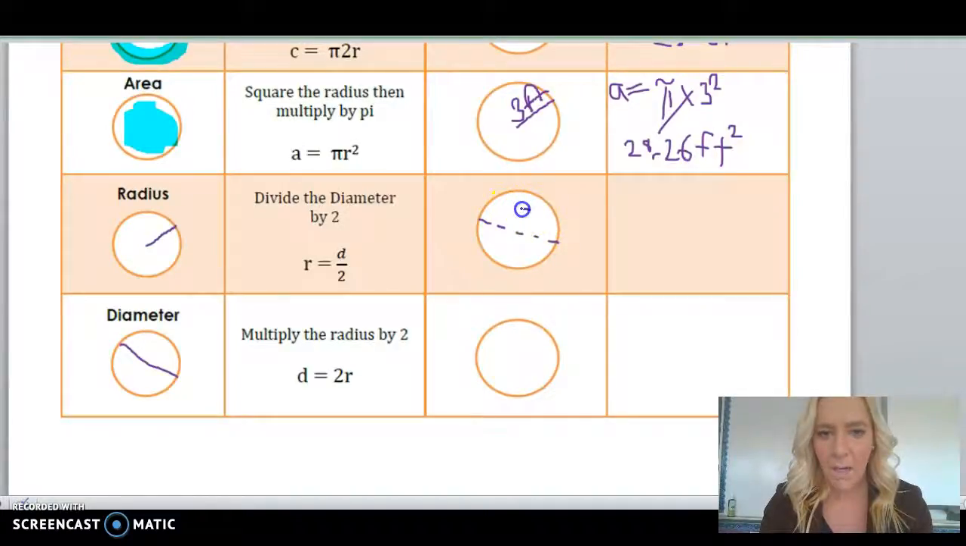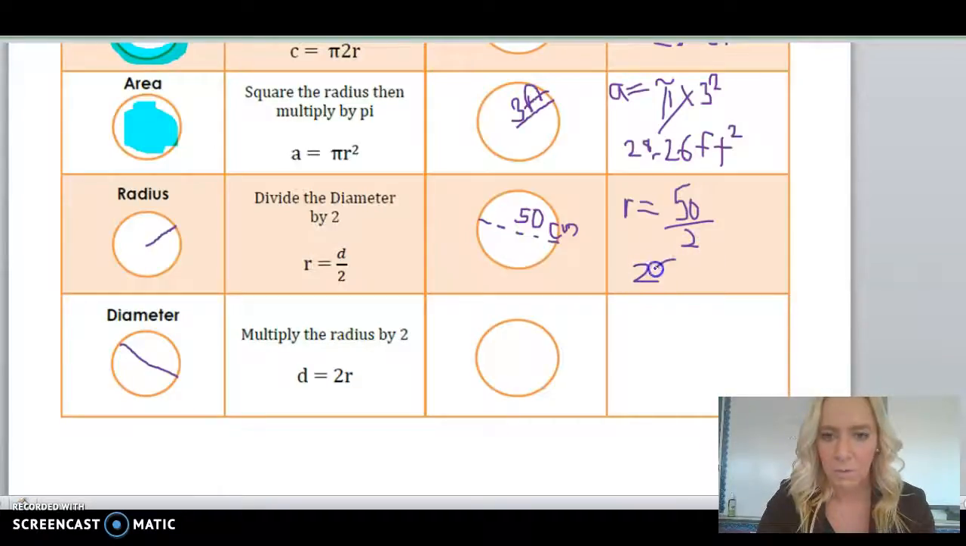If we had a diameter of 50 centimeters, radius equals the diameter, which is 50, divided by 2. So in this case, 50 divided by 2 is 25 cm.